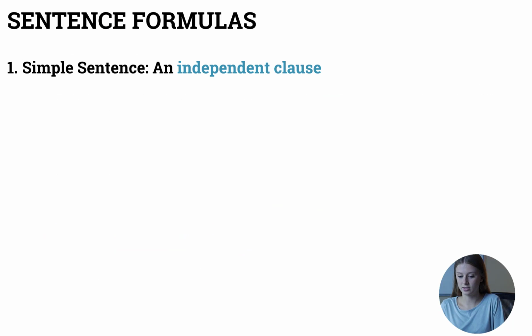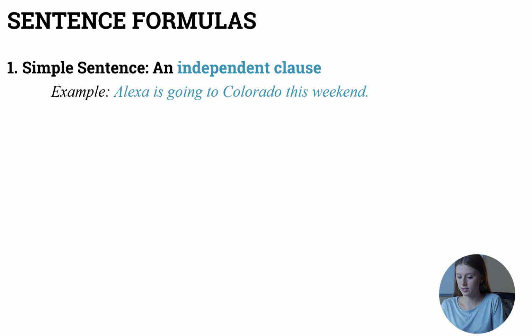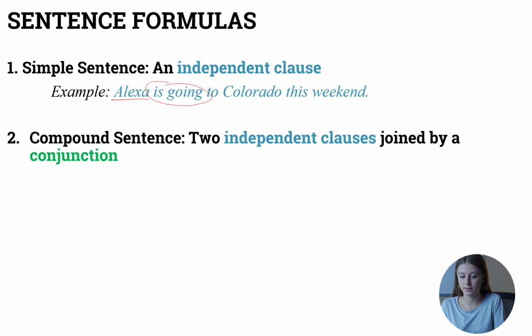Alright, so let's talk about the different sentence formulas now. The first one is a simple sentence, which is just an independent clause, because like we said before, an independent clause can stand alone as a sentence. So here, Alexa is going to Colorado this weekend. We have a subject and a verb. It can stand alone. It is a simple sentence that's just an independent clause.